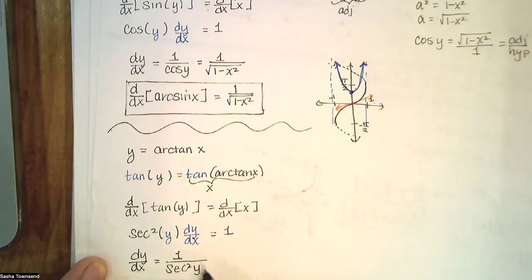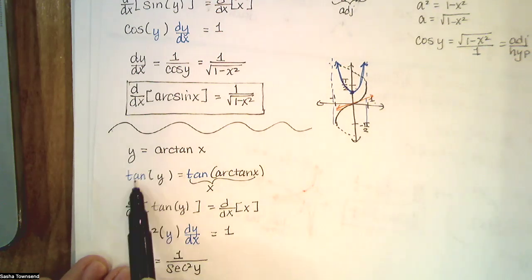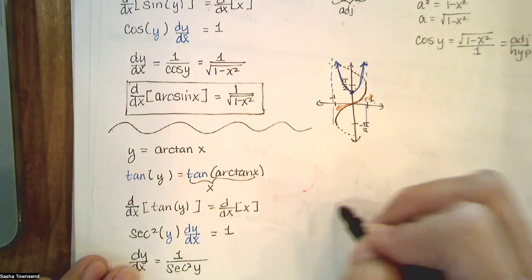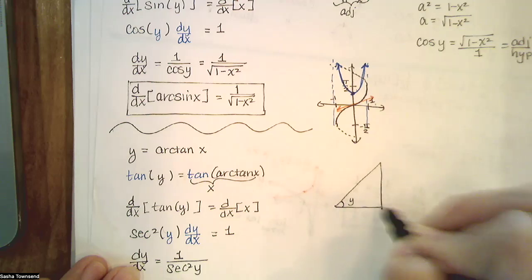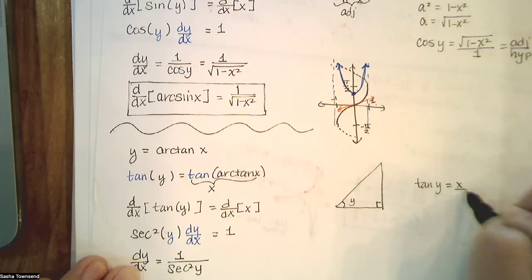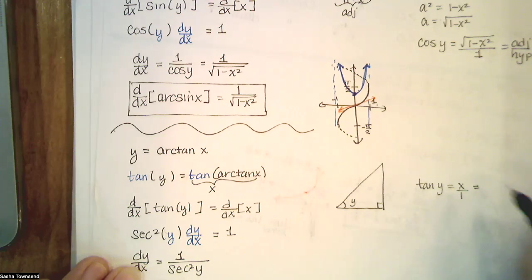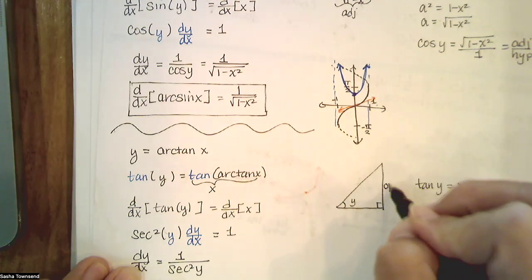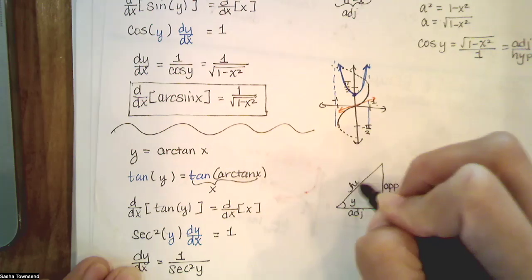Now we don't want our answer in terms of y, we want our answer in terms of x. So we're going to draw a triangle again, just like we did in the last problem. We know that tangent of y equals x. So if this angle is y, and the ratio is x divided by 1, remember in terms of opposite, adjacent, and hypotenuse, this is opposite, this is adjacent, and this is the hypotenuse.